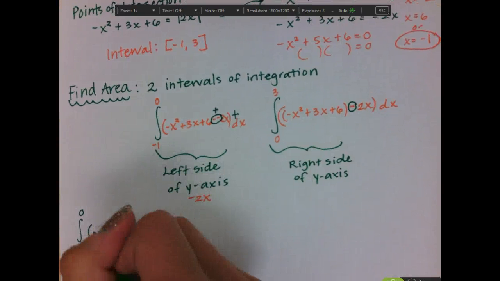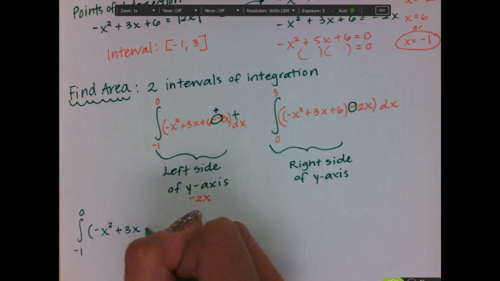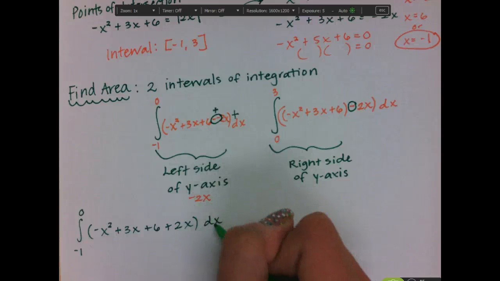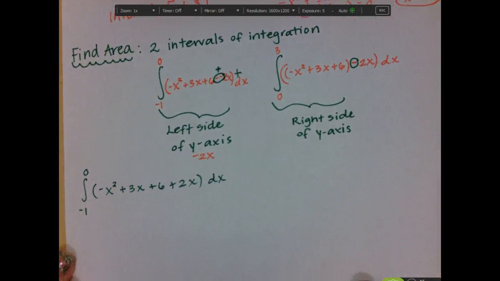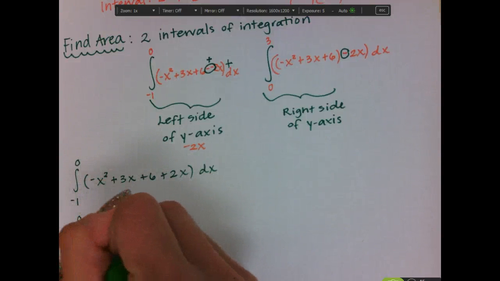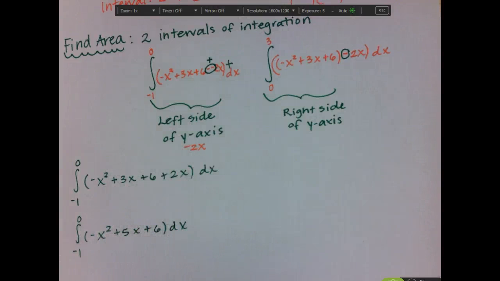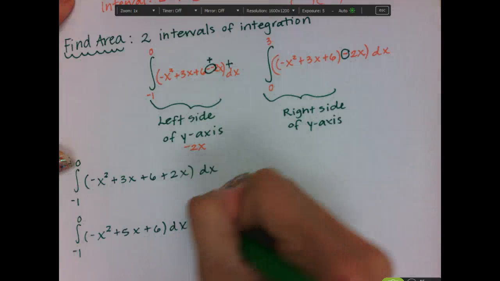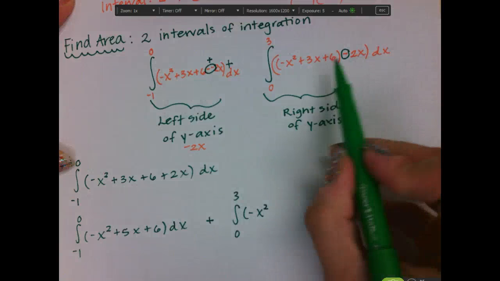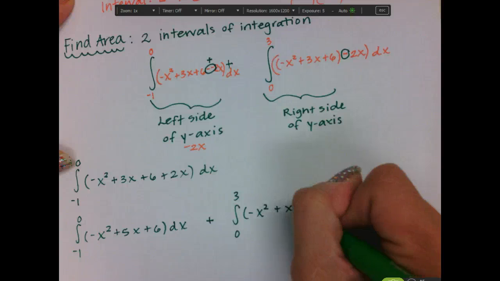So on the left side of the x-axis, we have negative x squared plus 3x plus 6 plus 2x. It's not absolutely necessary that you combine those like terms, but I think it just makes things cleaner. Less room for error there. So negative x squared plus 5x plus 6. And then with the other side, negative x squared, we have a positive 3x and a negative 2x, so that's plus x plus 6.